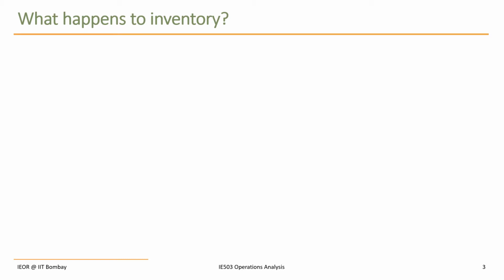Now, let's start by trying to see what happens to inventory in a typical store. Suppose initially we have a stock of some inventory. In this figure, it shows we have some 6 boxes of inventory. This is called the initial stock.